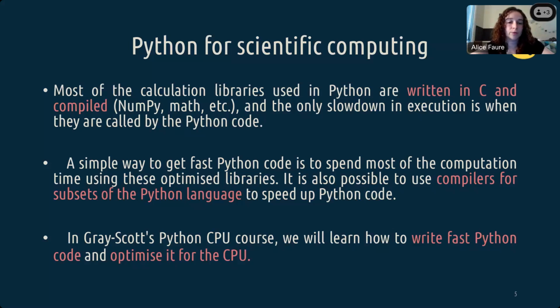It's also possible to use compilers for subsets of the Python language, for example, Numba, to speed up your Python code. So in this webinar, we're going to see mostly NumPy and Numba. And in the Grace Code School Python CPU course, we will learn with tutorials how to write fast Python code and to optimize it for the CPU.